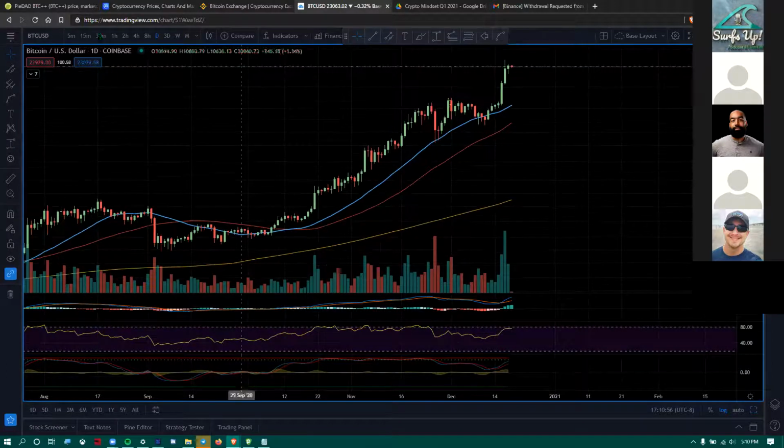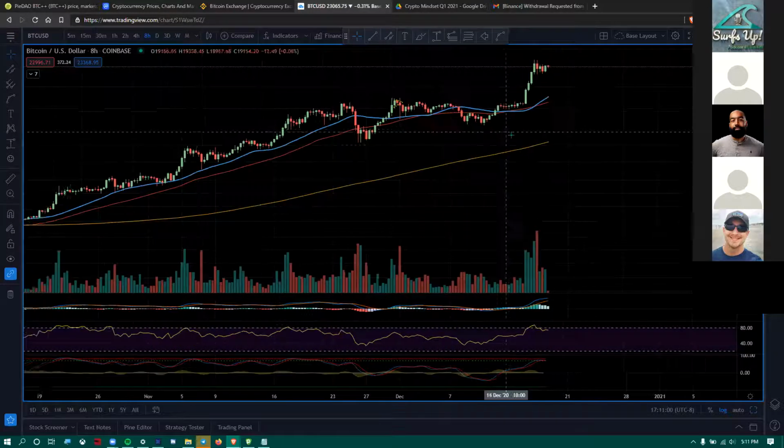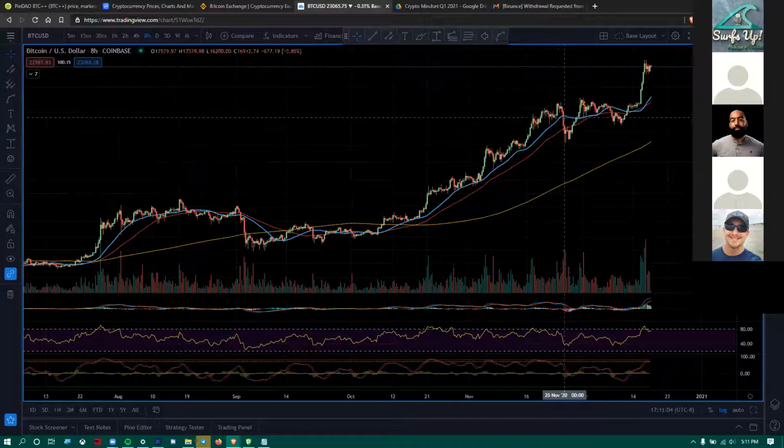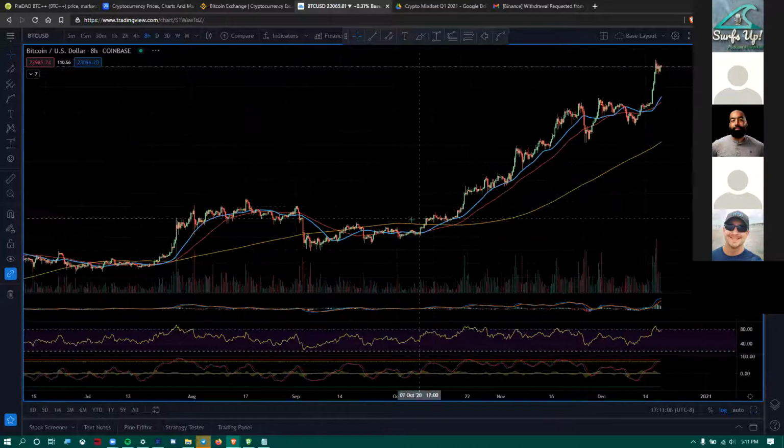Each of these candles is 1 day. When you hit 8 hours, now each of these candles is 8 hours apart. So you get more information. Same chart, more information.